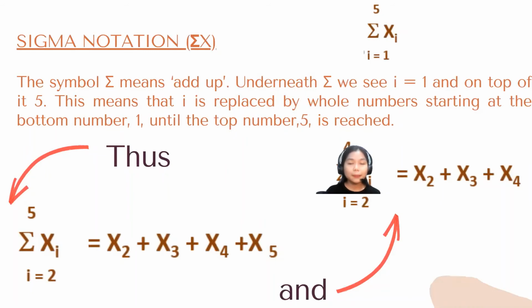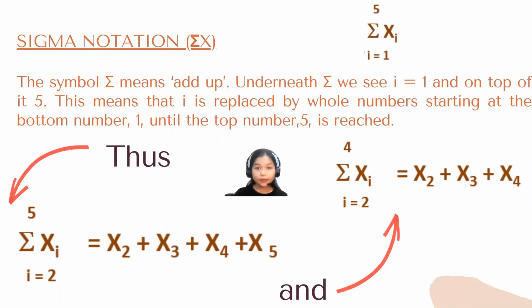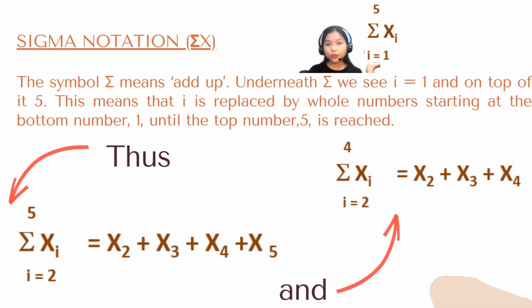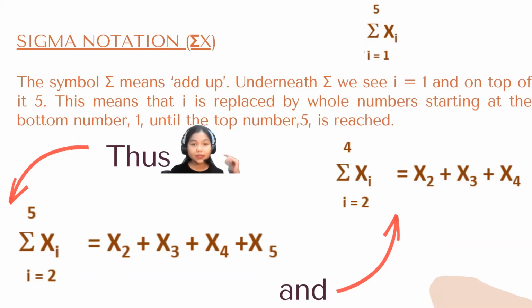So the symbol sigma, again, means to add up. Underneath or below sigma, we see i equals 1, and on top of it, we see 5. This simply means that i is replaced by whole numbers starting at the bottom number, which is 1, until the top number, which is 5. When the bottom number up to the top number has been reached, it means that's the end of the notation.